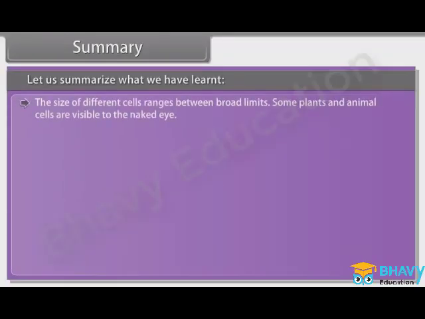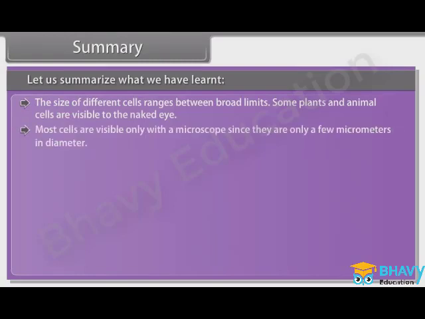The size of different cells ranges between broad limits. Some plant and animal cells are visible to the naked eye. Most cells are visible only with the microscope since they are only a few micrometer in diameter. A micrometer is 1/1000th of a millimeter.